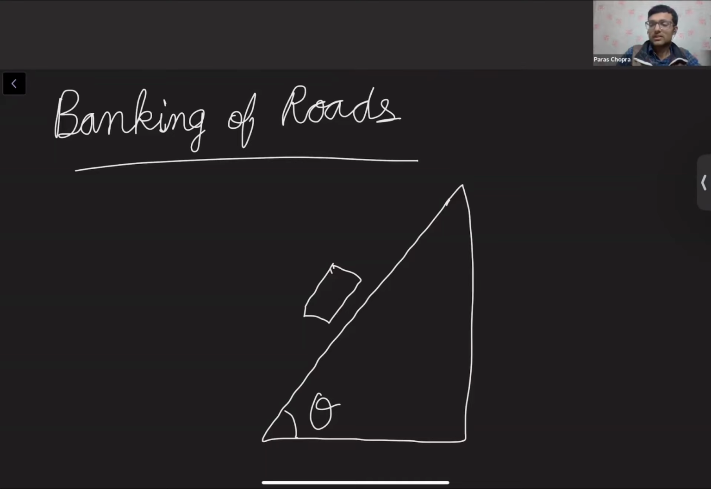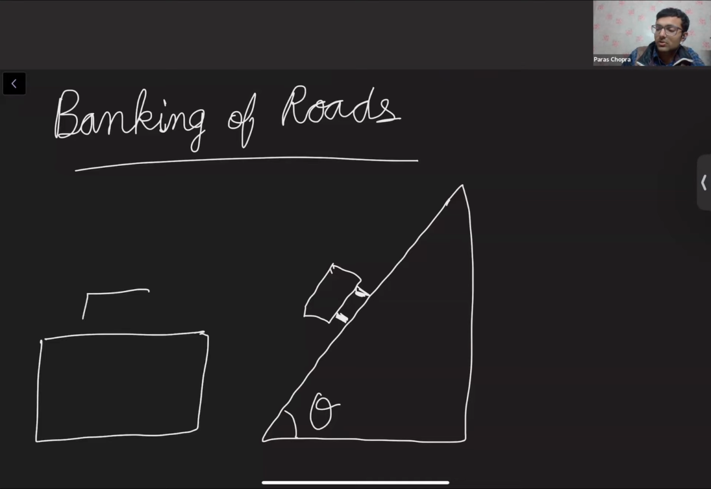So कभी आप हिल स्टेशन पे जाते होगे तो यू मस्ट हैव सीन दैट जो बाहर वाला एंड होता है रोड का दैट इज अ लिटिल बिट हायर देन द इनर एज. सो उसको हम बोलते हैं बैंकिंग. एंड the main reason of banking is so that we can increase the centripetal force and the car does not slip.